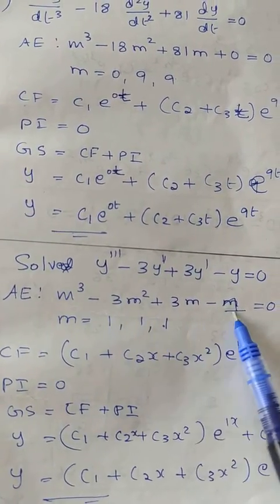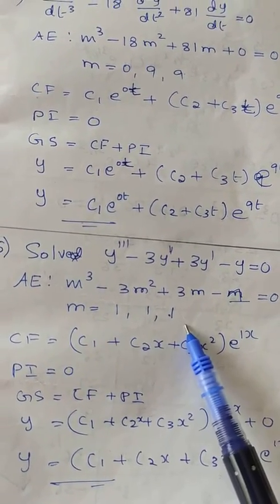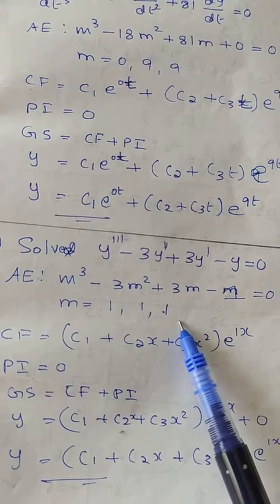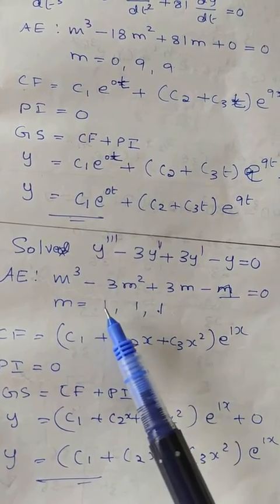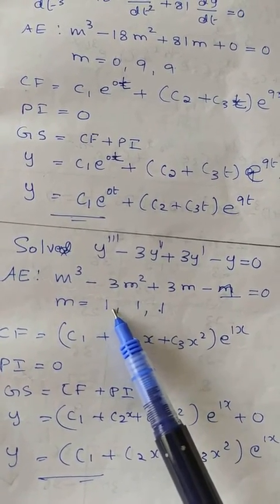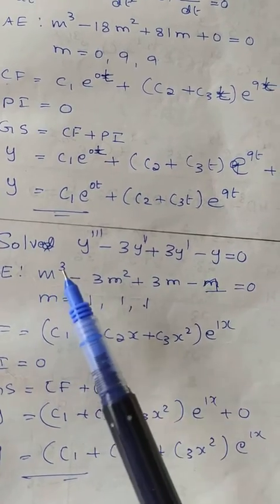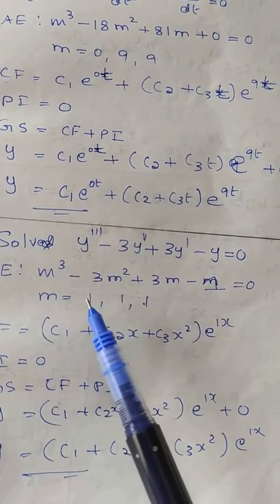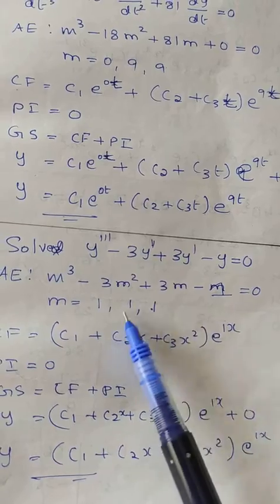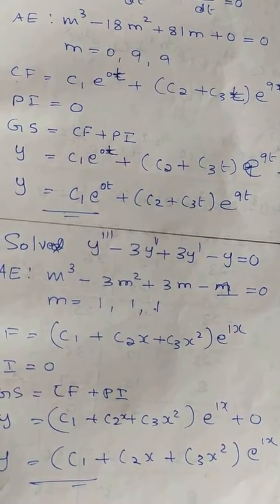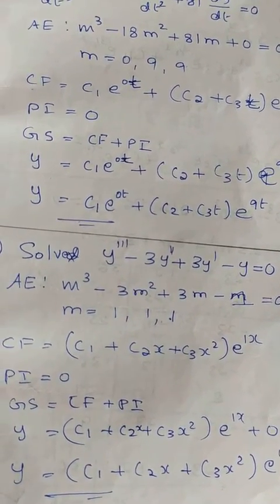y triple dash minus 3y double dash plus 3y dash minus y is equal to 0. This is your auxiliary equation. Find the roots using calculator. Calculator shows only one root, 1. What is the degree? 3. 1 repeats 3 times. That's it, because degree is 3.